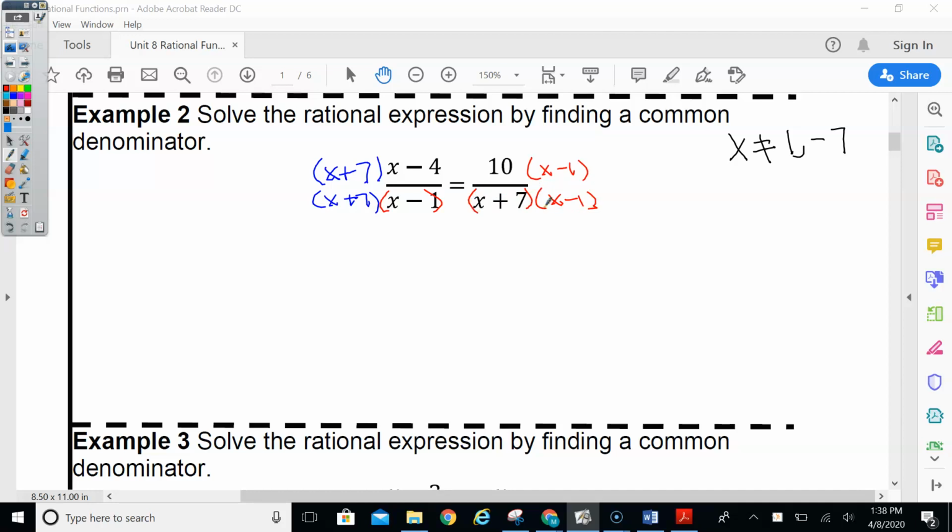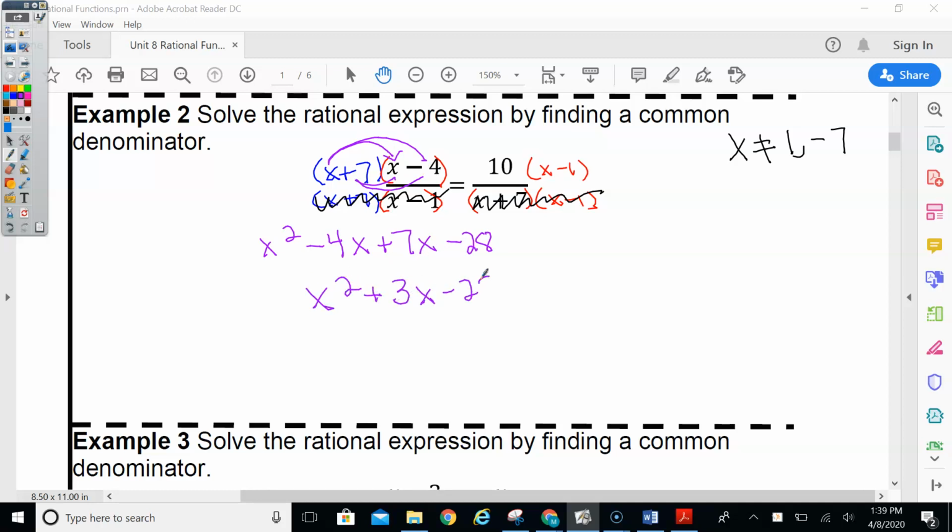Here the denominators are the same. They're both x plus 7's, x minus 1's. So I can ignore them and only look at the numerators. For this one, in order for me to multiply it out, I'm going to have to FOIL. So here, x squared minus 4x plus 7x minus 28. So x squared plus 3x minus 28 is what that one multiplies into. If we distribute the right side, we get 10x and a minus 10.